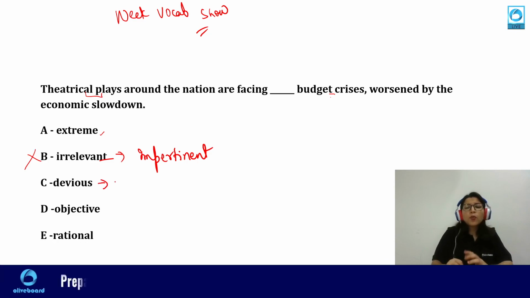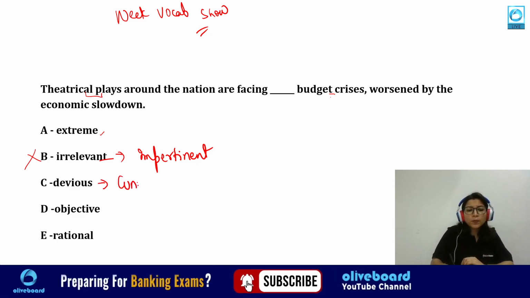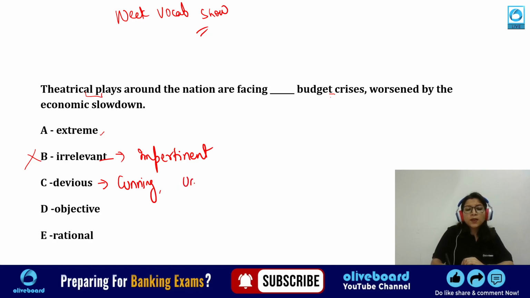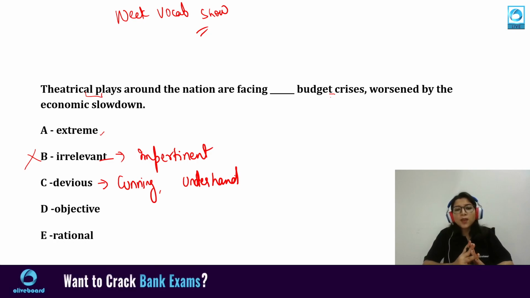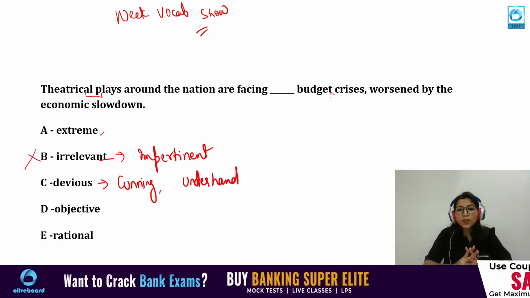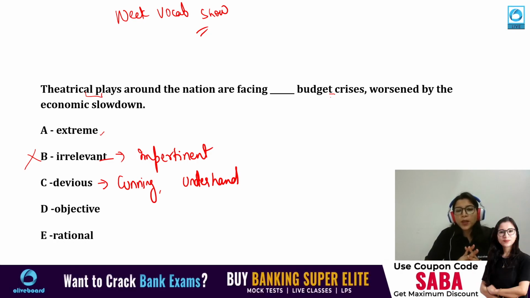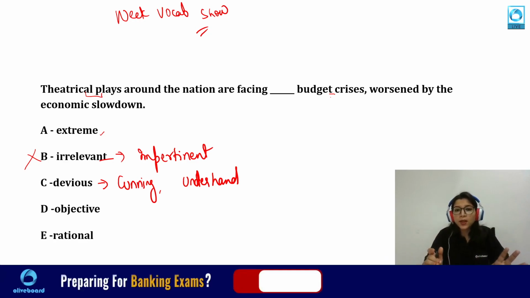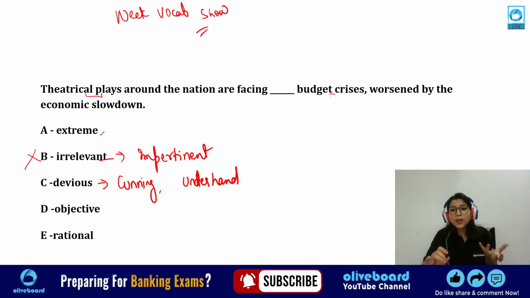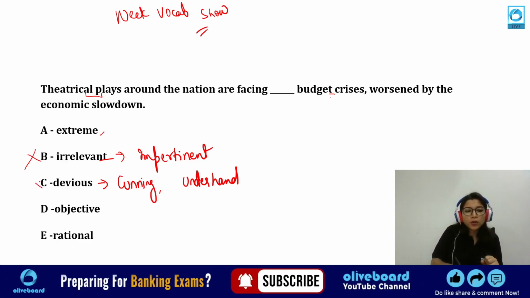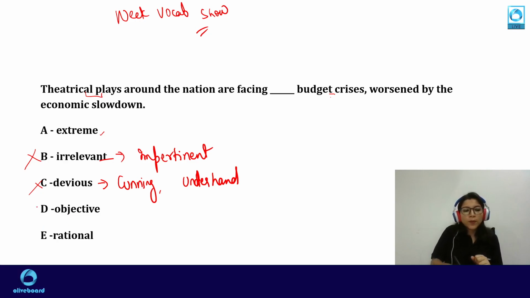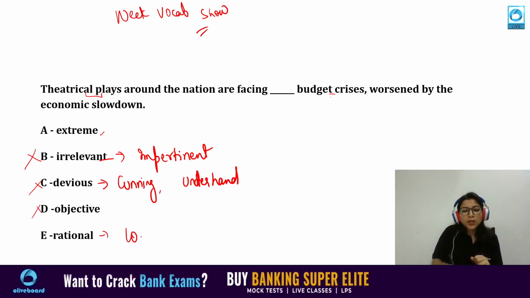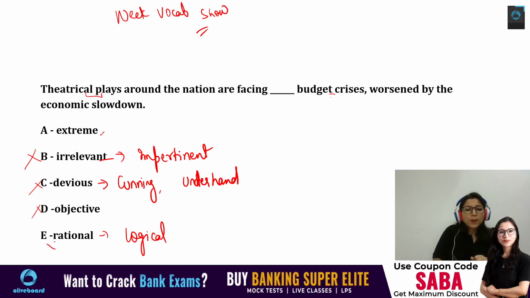Devious means what? Devious has multiple meanings. Devious means cunning also. Devious means underhand also. So these are the meanings of devious. So devious cannot be an appropriate word here, because a budget crisis cannot be devious or cunning. A crisis is being talked about, okay? A trouble is being talked about. So this cannot be a correct option. Objective is not making any sense. Rational means logical. It is also not making any sense. So simply we can eliminate all options, and the correct answer is extreme.